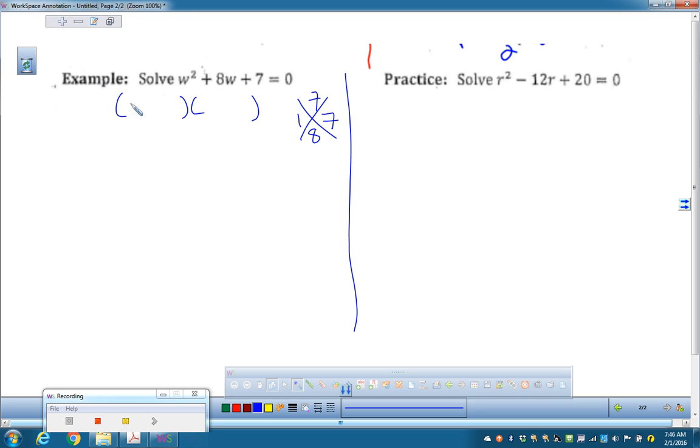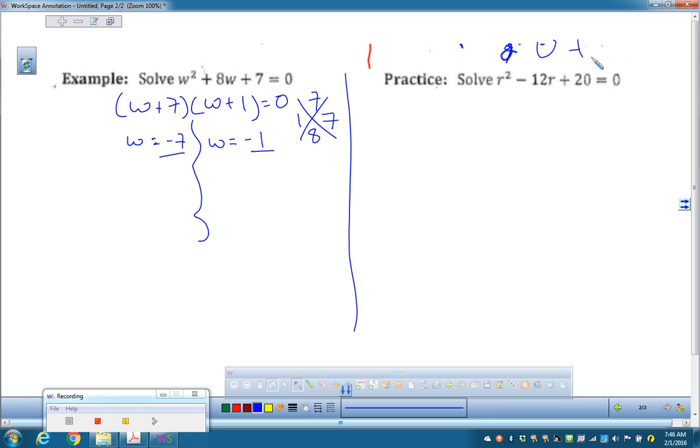Okay, so then you go w plus 7 times w plus 1, and you set that equal to 0. What's going to make this equal to 0? What are the two values? What's going to make w plus 7 zero? Negative 7, negative 1. Yeah, either w equals negative 7 or w equals negative 1. So those are your two answers to that one. Okay, so in that case, first you have to factor it, then you have to do it. Okay, you try.